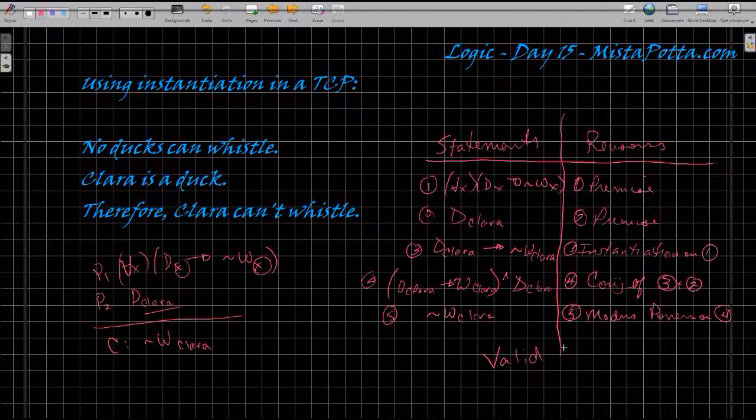The key thing here is whenever I have quantified statements in a two-column proof, I'm going to want to take care of those x's. So then instead of dealing with an unknown variable subject, I'm dealing with a very precise subject. In this case, I'm talking about Clara.